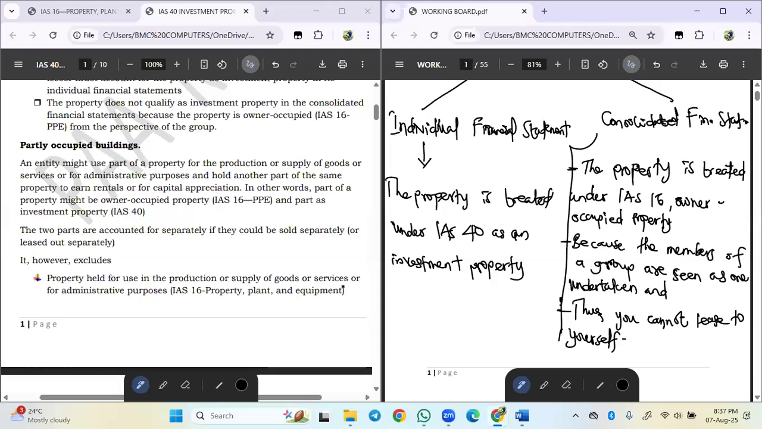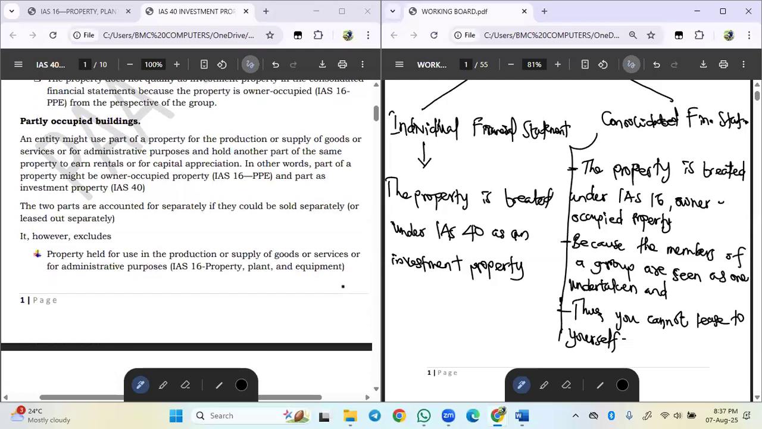Now you also have partly occupied buildings. Let's say a company has a 5-story building, and they are using just one floor for their administrative purposes. Or maybe there are 5 floors, and they are using 2 of the floors for their administrative and other purposes, and they are using 3 for rentals.